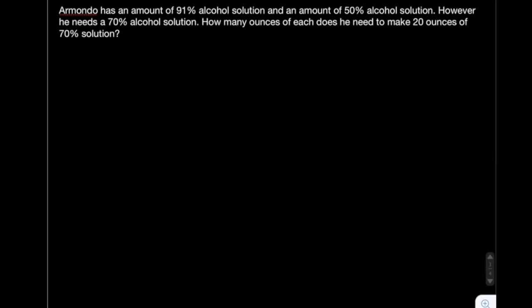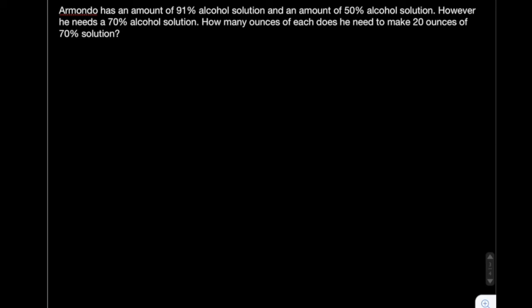Armando has an amount of 91% alcohol solution and an amount of 50% alcohol solution. However, he needs a 70% alcohol solution. How many ounces of each does he need to make 20 ounces of a 70% solution?